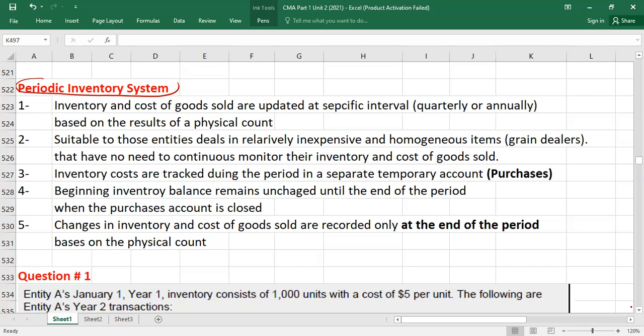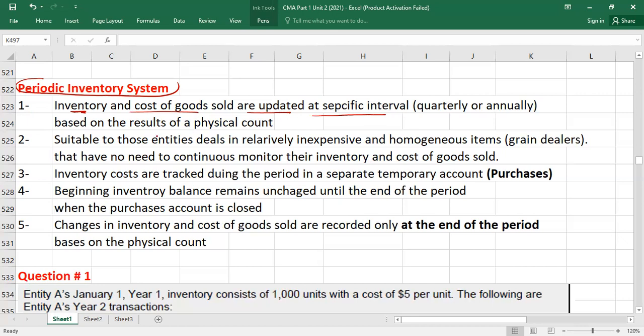Okay, so here what are the differences now between periodic and perpetual? Please remember difference number 1. Here, inventory and cost of goods sold are updated at specific intervals, at the end of certain time period. But under perpetual, after each purchase and sale, every transaction. But here no, right? At the end of specific period, you will update.